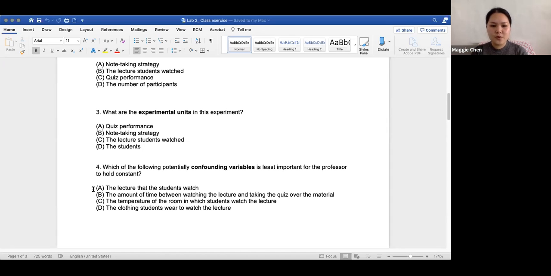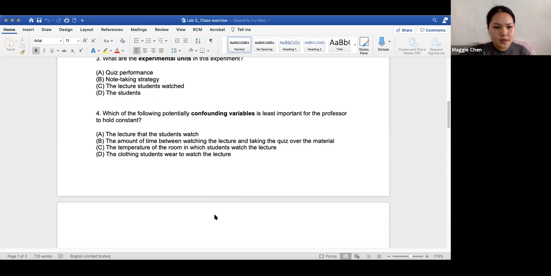D, the clothing students wear to watch the lecture. If I was a researcher and I was asked to put in money and time to control certain things, I probably wouldn't want to put in the effort to control whatever they're wearing while they're watching the lecture. So D would be the least important confounding variable because we probably don't really care about what they're wearing, but we probably want to hold other things constant, like when they take the quiz, how long after they watch the material, what lecture they watch, and then probably the temperature of the room. So we can say that D is the least important confounding variable that we have to look at. So that is question 4.